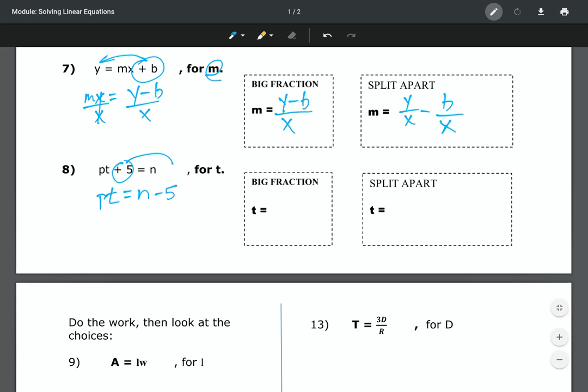And now if I want to solve for t, this is multiplication. So I'm going to divide everything, or both sides, by p. So the big fraction would be t equals n minus 5 all over p. And then the split apart would be n over p minus 5 over p.